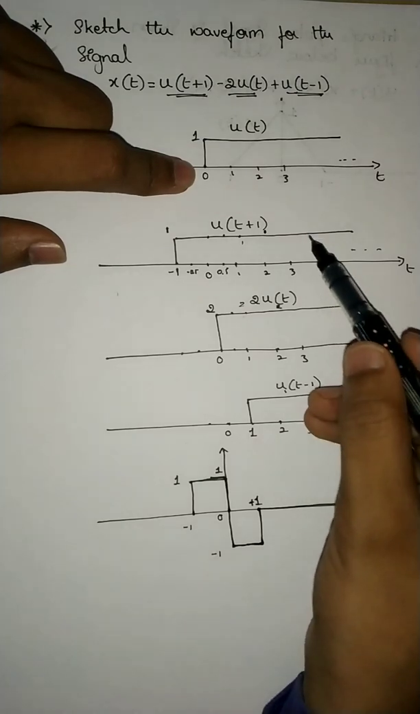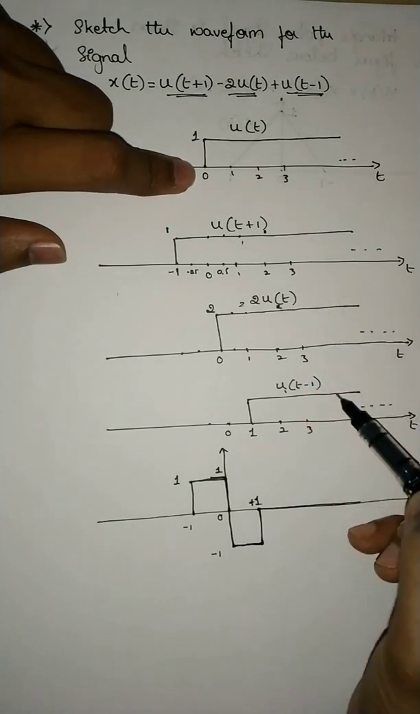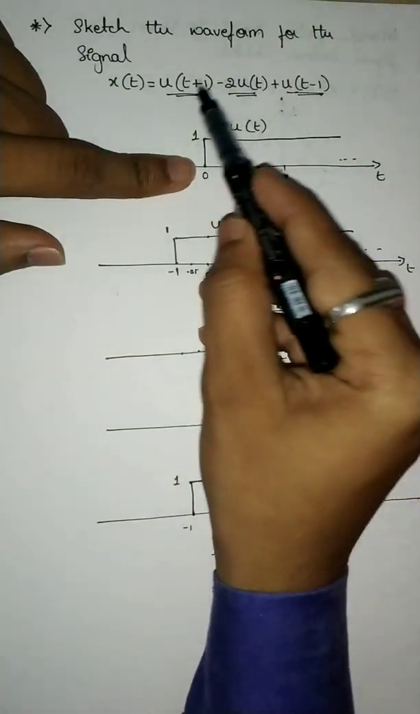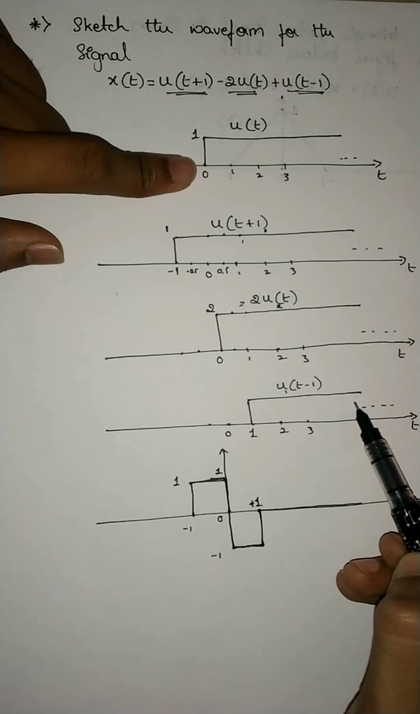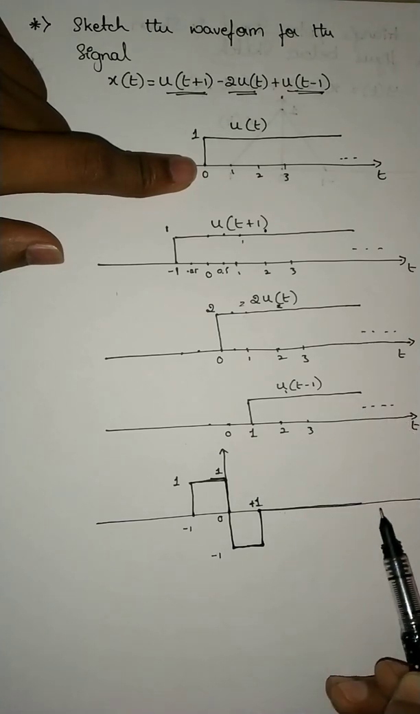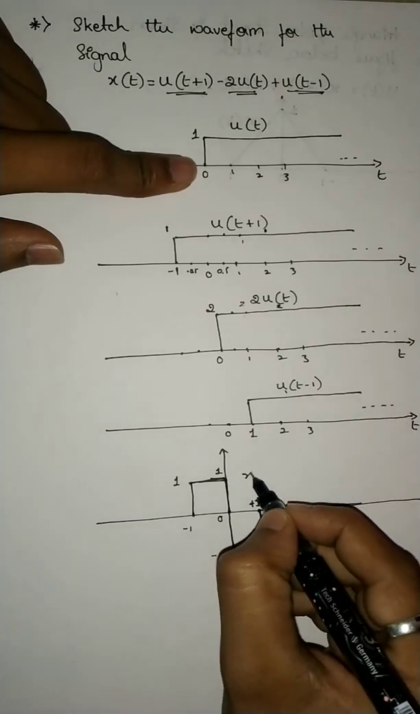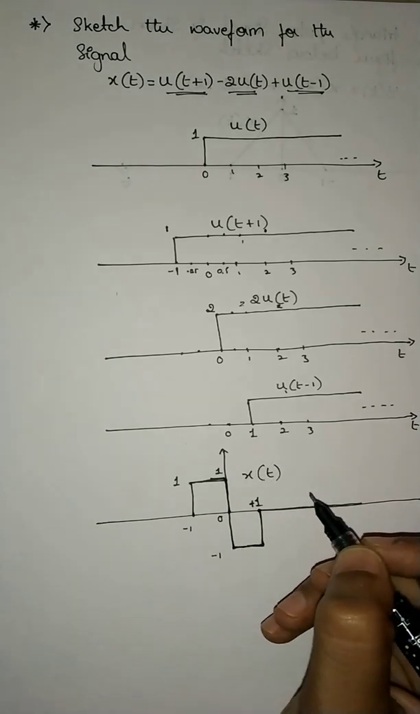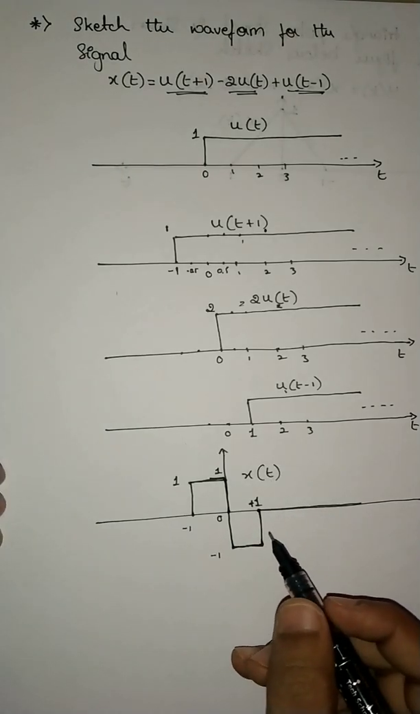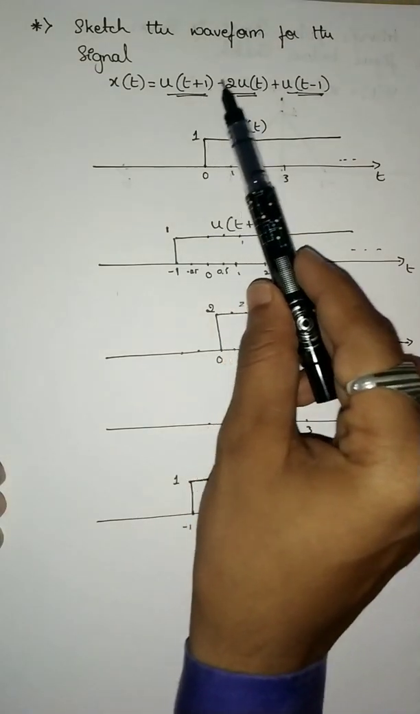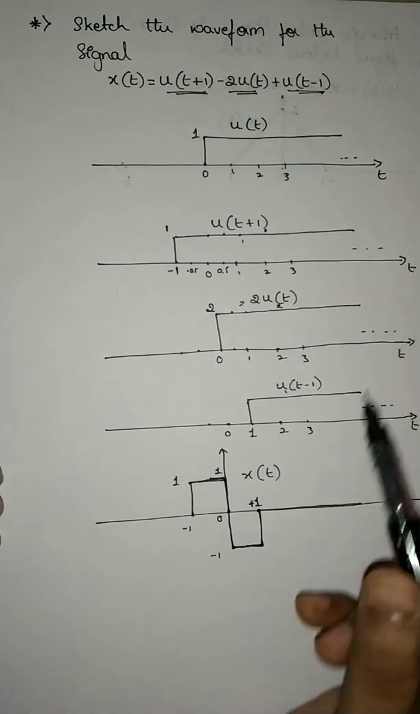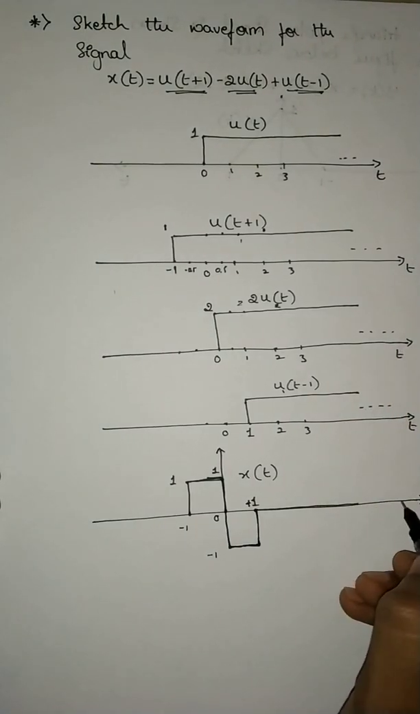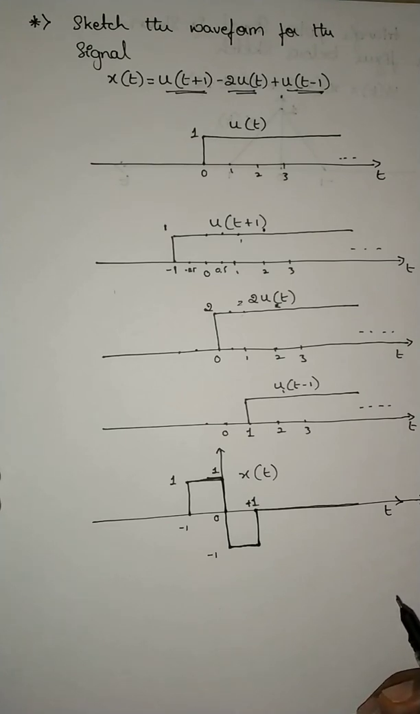Okay. Till infinity we are having these three signals. 1 plus 1 is 2, minus 2. We need to add these two signals and minus it by 2 times u of t. 1 plus 1 is 2, 2 minus 2 is 0. It keeps on going. Okay. This is what we were expected to get. This is x of t after the operation u of t plus 1 minus 2 times u of t plus u of t minus 1. Okay. This is the expected output for the given signal.